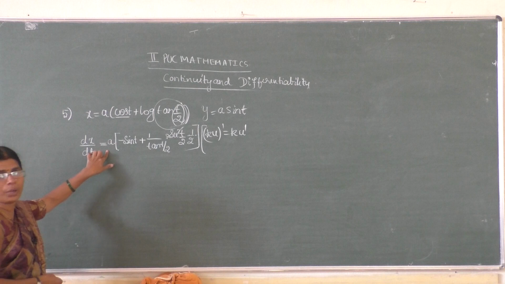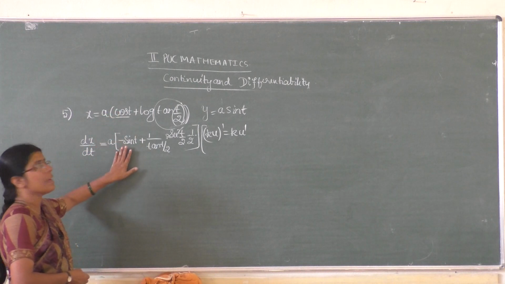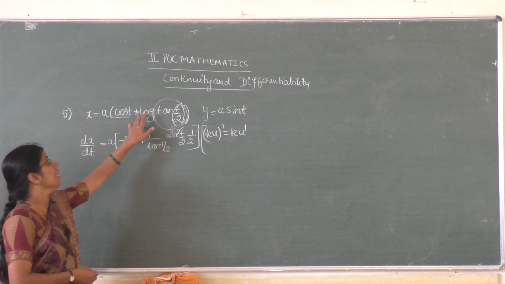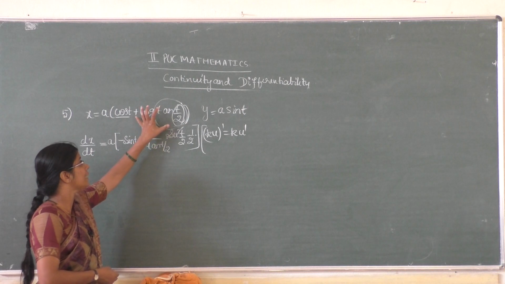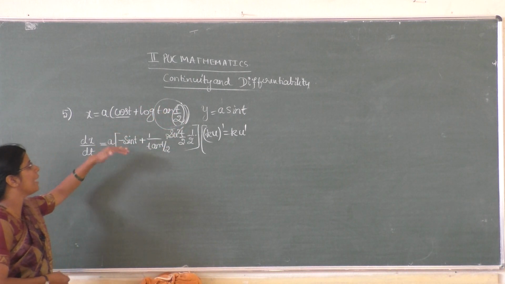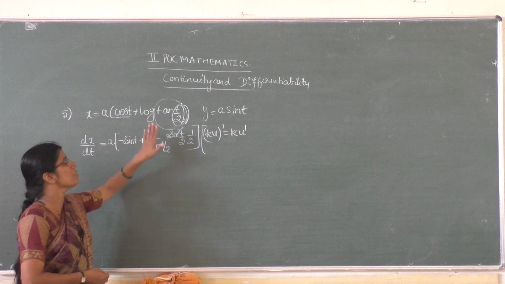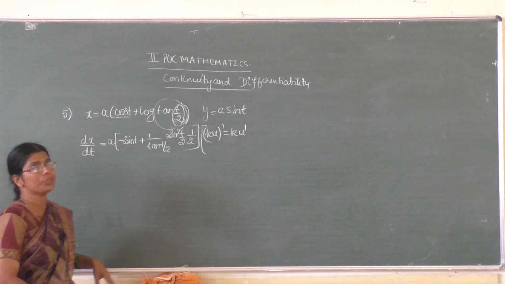So this is how we get the derivative of this function: a into derivative of cos t, which is minus sin t, then the derivative of log tan t by 2, which is 1 by tan t by 2 into secant square t by 2 into half.